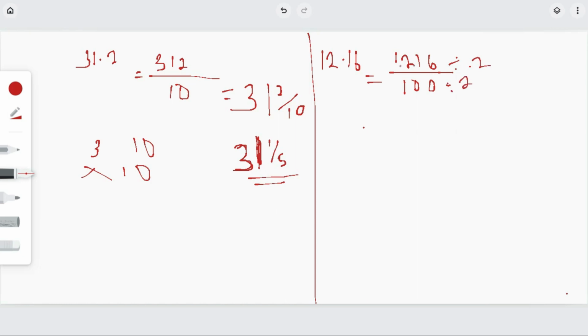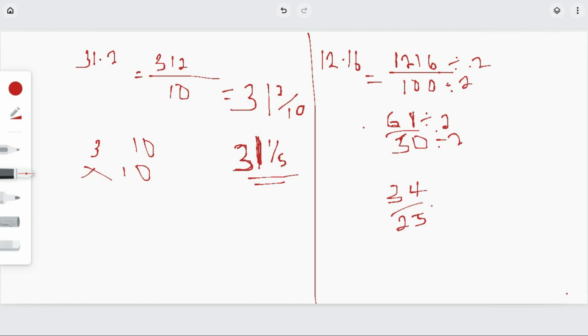So how many 2 can you see in 1216? In 12 we can see 6, and in 16 we can see 8. That's 608 over 50, sorry, 68 over 50. So we can even divide 68 by 2 and 50 by 2. In 6 we are going to find 3, 2 times 3 is 6, and this is 4. So we can see 34 over 25. What can go into these two numbers without remainder? 2 cannot go here, 5 cannot go.